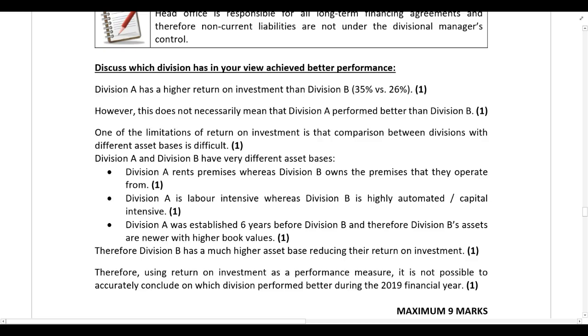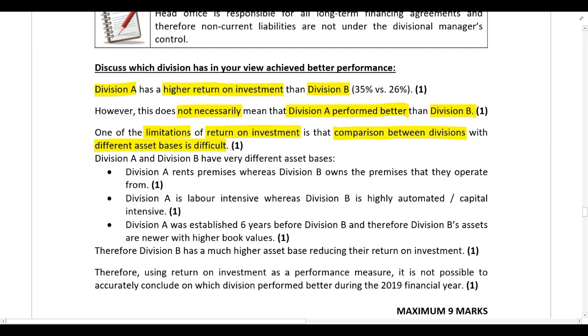All right, so let's quickly go through the suggested solution to make sure that you're happy with everything over here. From our calculations, we saw that Division A has a higher return on investment than Division B, 35% compared to 26%. However, this does not necessarily mean that Division A performed better than Division B. One of the limitations of return on investment is that comparisons between divisions with different asset bases is difficult.